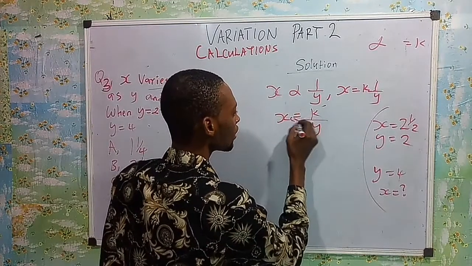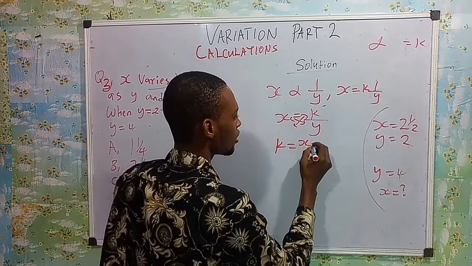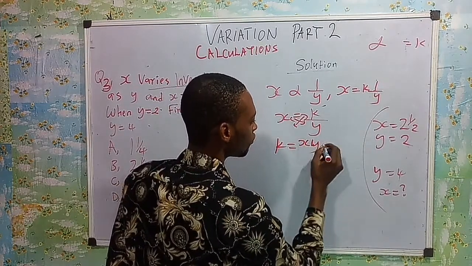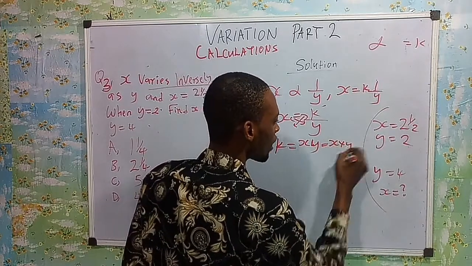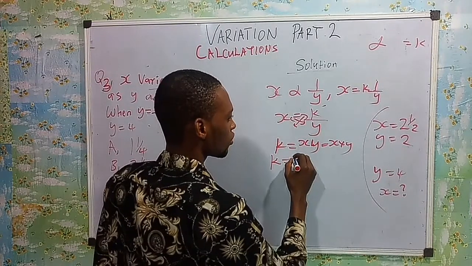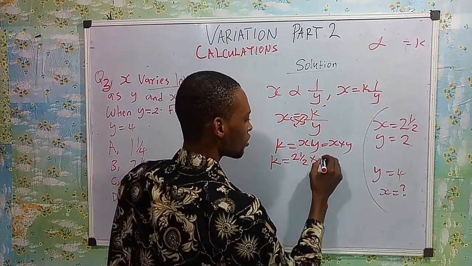So we cross multiply. K equals s times y. So k equals, s is 2 1 over 2, y is 2.